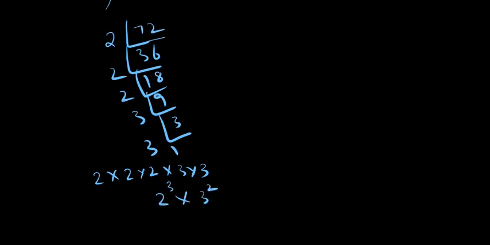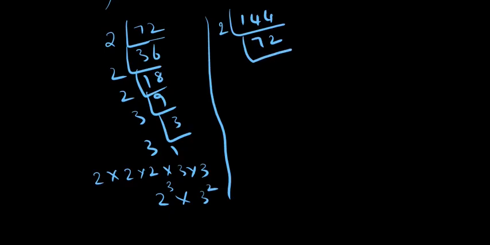Next, 144 can be divided by 2. 2 into 72, whatever the 72 is, that is 2 into this one. That means 2 power 4 into 3 square. Here it is 2 cube into 3 square. Here it is 2 power 4 into 3 square.